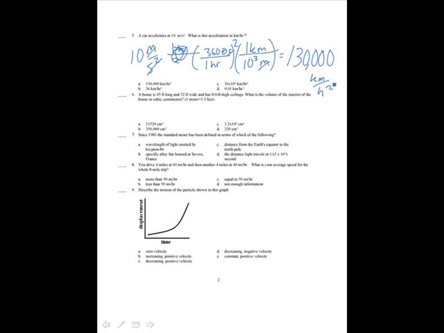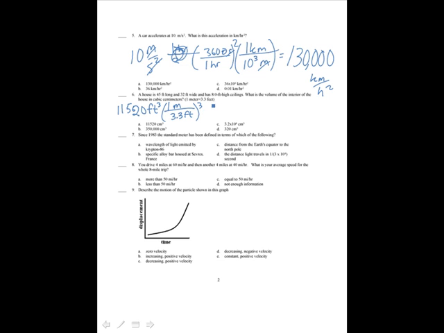Okay, number 6, it says that a house is 45 by 32 by 8 foot. What is the volume of the interior of the house in cubic centimeters? Well, first we just want to find out what is the volume in cubic feet. So we say 45 times 32 times 8, and that gives us the volume is 11,520. And that's in cubic feet. And then I want to convert that into cubic centimeters. So in 1 meter there are 3.3 feet. The conversion factor I give you.